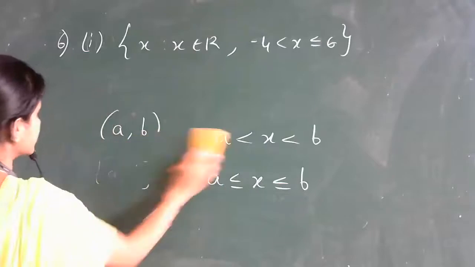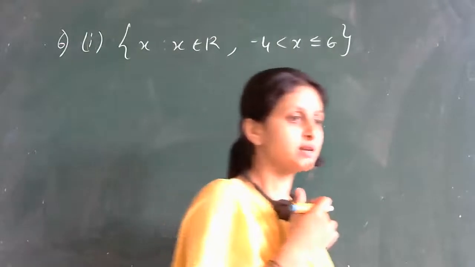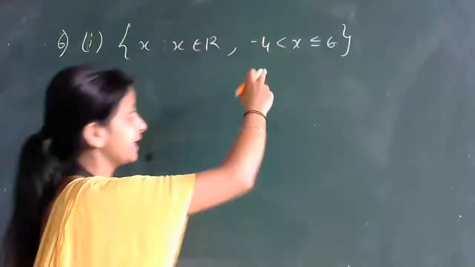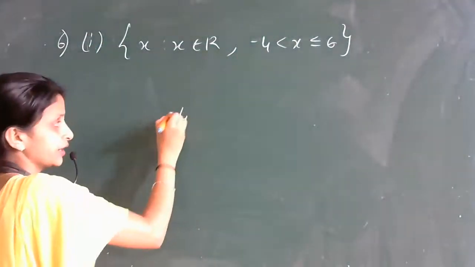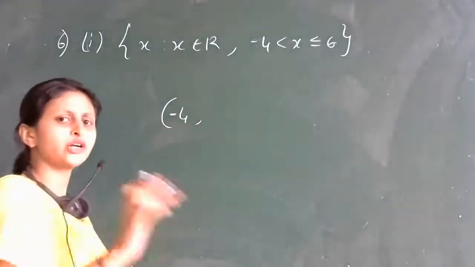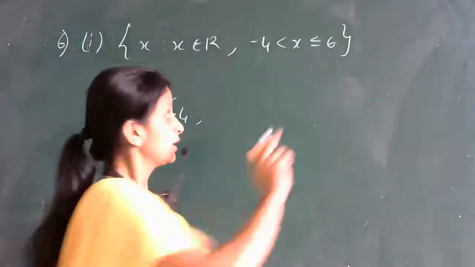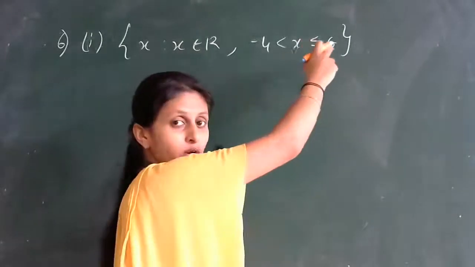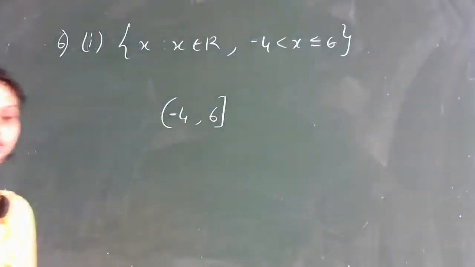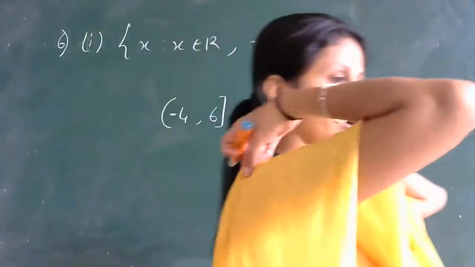Now let us use these concepts here. By this statement, what will be the interval, students? Minus 4 less than x less than or equal to 6. Please observe carefully. Here it is strictly less than, so minus 4 is not included. So that would be an open interval. If it is not included, then that would be an open interval. If it is included, then that would be a closed interval. Here 6 is included, right? It is less than or equal to 6. So for 6 you will get a closed interval. Mohammed, did you understand?